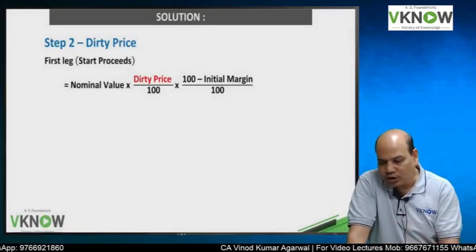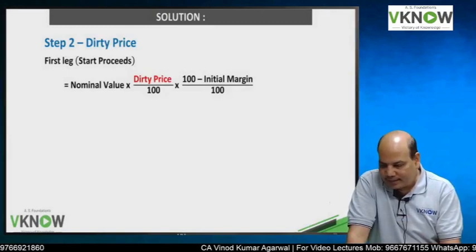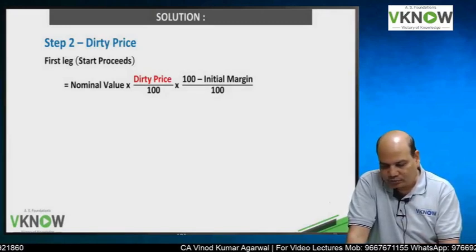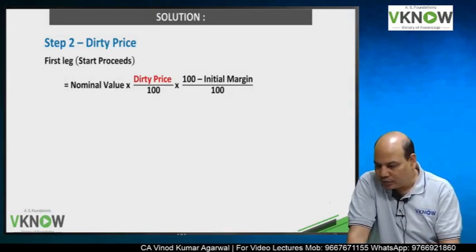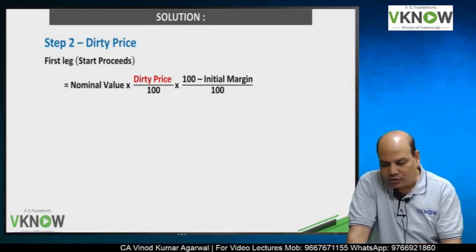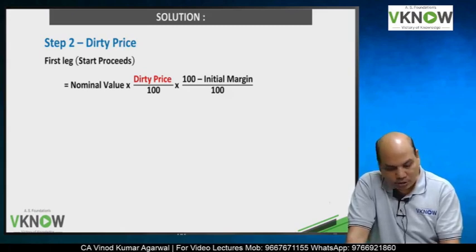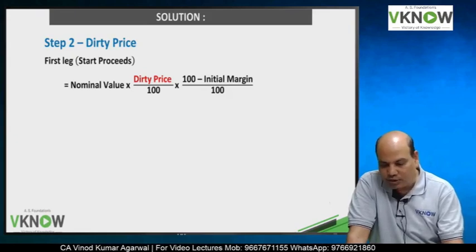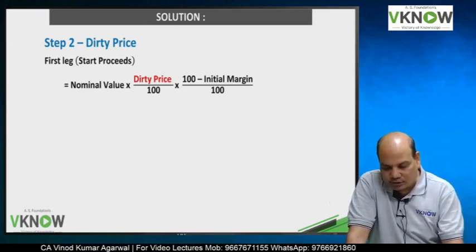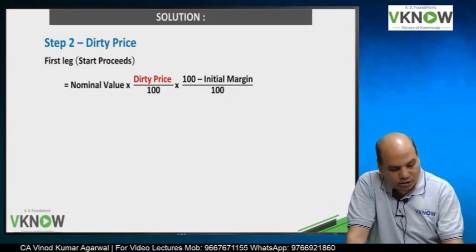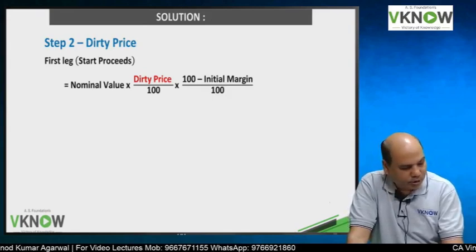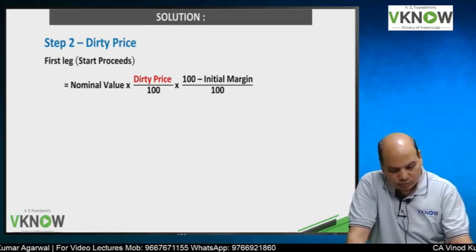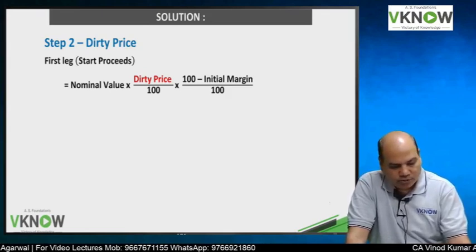Now write down step 2, dirty price. Write down the formula for dirty price. Dirty price is your first leg into bracket start proceed. This amount, 2,06,750, is the dirty price. So we have to find out what is the dirty price per 100 rupees, per unit, per bond. That is for 100 rupees face value.